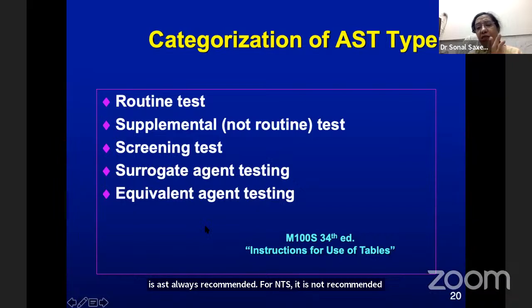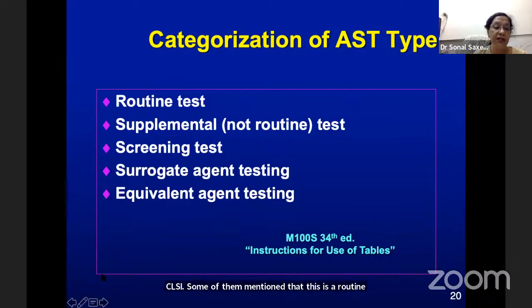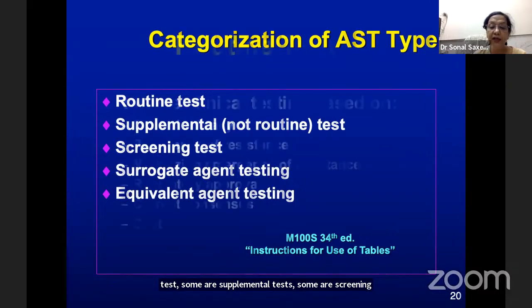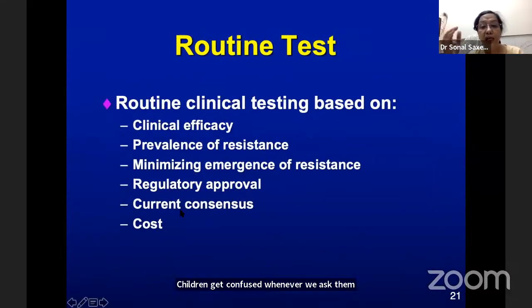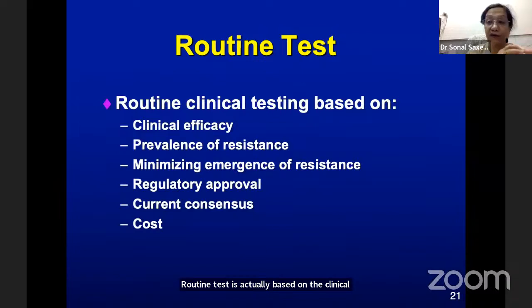Now, there are certain tests which are given in your CLSI. Some of them mention that this is a routine test, some are supplemental tests, some are screening tests, surrogate test, and equivalent agent test. And very often, children get confused whenever we ask them. Routine test is actually based on the clinical efficacy. For example, we said azithromycin works for Salmonella typhi, not for para A and para B. Prevalence of resistance. If my isolates are 80% or 90% resistant to ampicillin, I may not want to report ampicillin at all in my testing or in my forms.